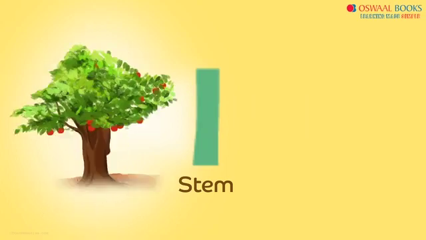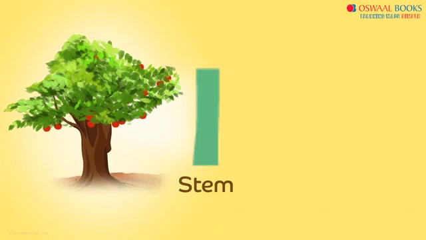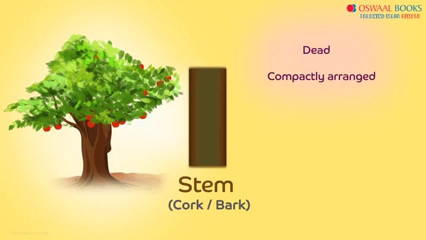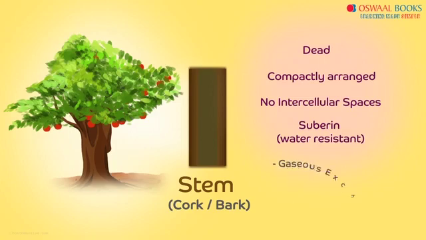In plants which are much older, the epidermis is replaced by secondary meristem, which we usually refer to as the thick cork or simply the bark. Cells of these layers are dead and compactly arranged without intercellular spaces. Also, we find deposits of suberin, which regulates gaseous exchange and water loss.